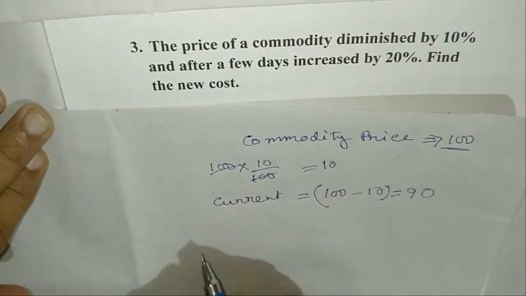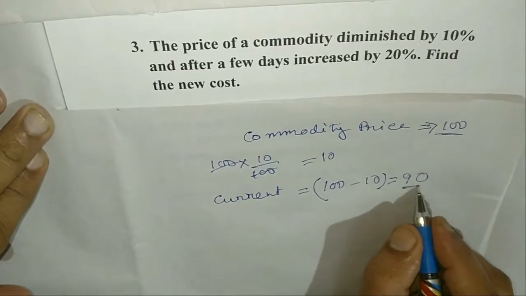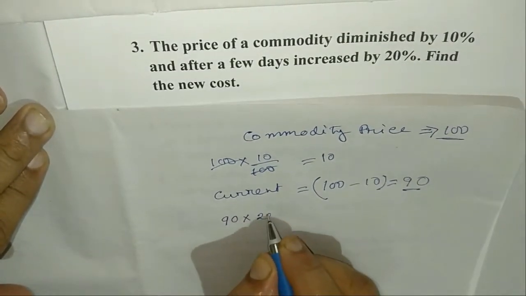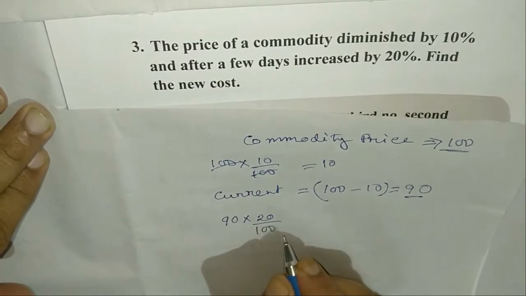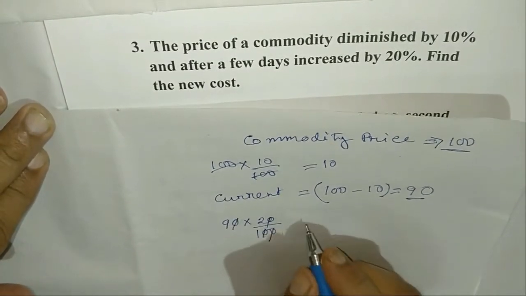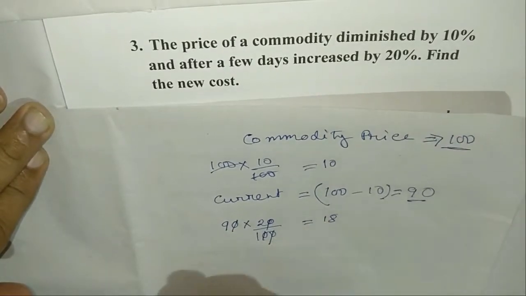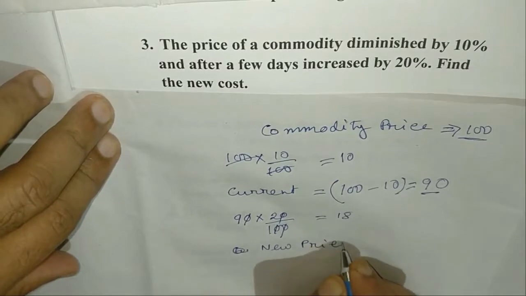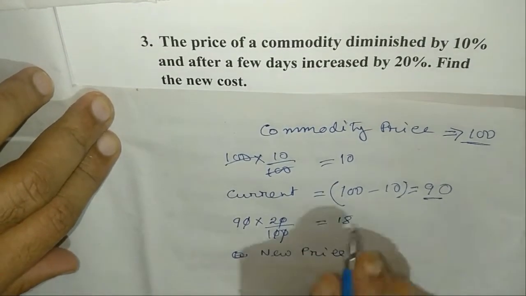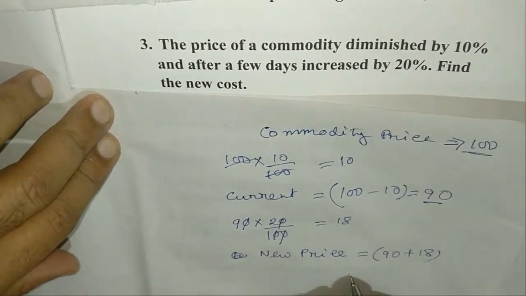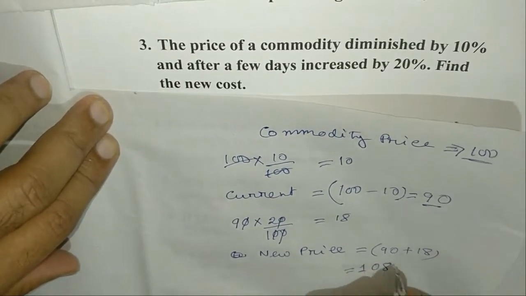Now again after a few days it got increased by 20%. So at this 90 rupees we got another 20% increase. So 90 into 20 by 100. So this is the increment that happened. If we calculate it, we'll get 9 into 2 is equal to 18. So what is the new price? 90 was the price. Now 18 is increased. So now the current price is 108.